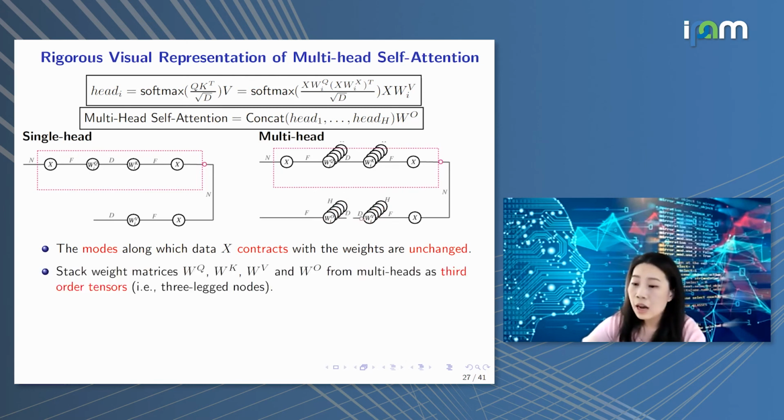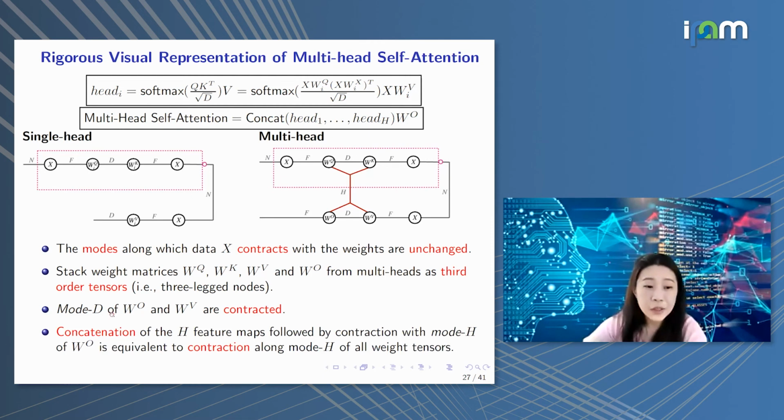And now what you do is you stack the weight matrices WQ, WK, WV, and WO from multi-heads as third-order tensors. Before they are matrices, right? They have two legs, but now they're third-order tensors, and therefore you can represent them using three-legged nodes in your tensor diagram. Okay, so now you have this extra leg here. Now what happens is that the mode D of WO and WV are actually constructed based on the equation.